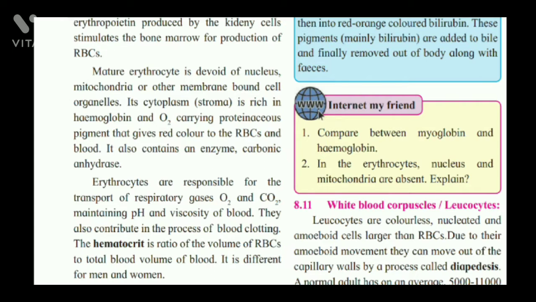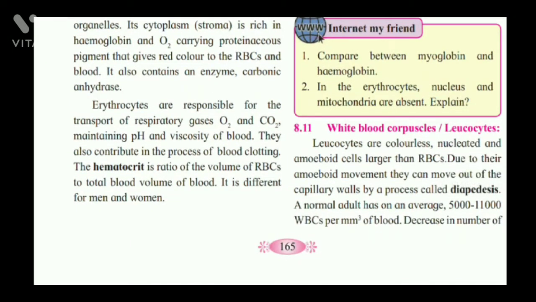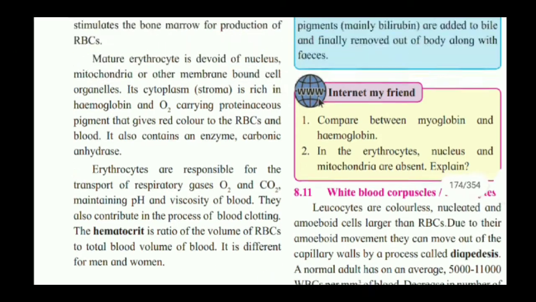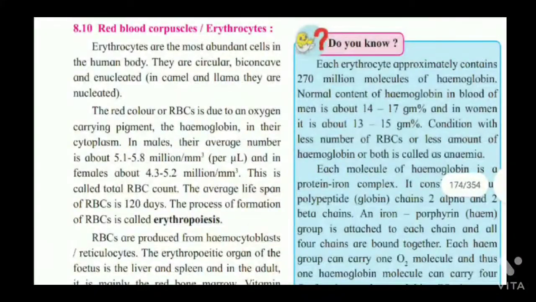The hematocrit is the ratio of the volume of RBCs to the total volume of blood. It is different for men and women. Each erythrocyte approximately contains 270 million molecules of hemoglobin. Normal content of hemoglobin in blood of men is about 14 to 16 gram, and in women it is about 13 to 15 gram. The condition with less number of RBCs or less amount of hemoglobin or both is called anemia.